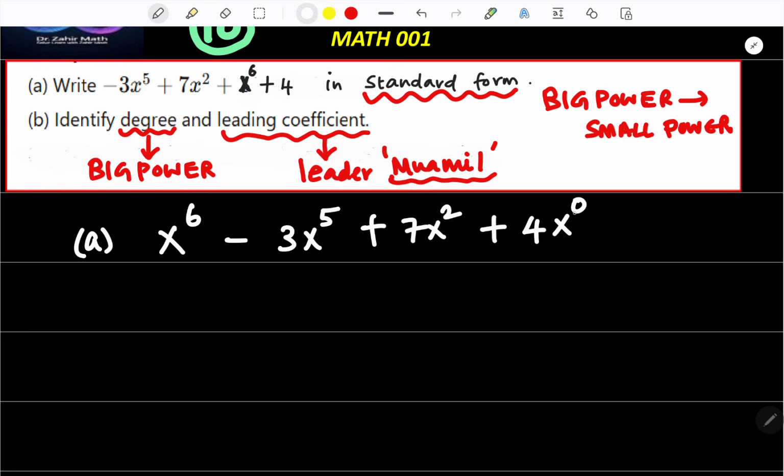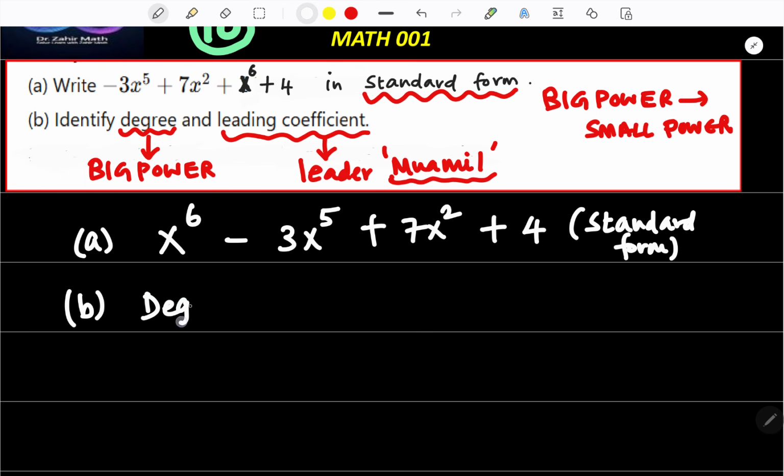So 4 is not a big number. What is the coefficient? That you have to see. So it is x power 0. No need to write it. So this is called what? Standard form. What do you mean by standard form? Standard form means big power to small power. Let me go for the next question, B.